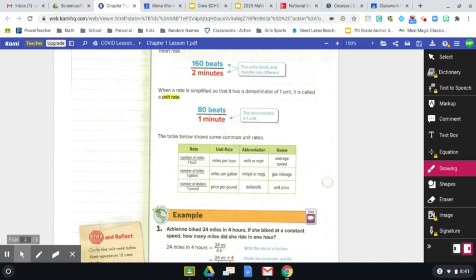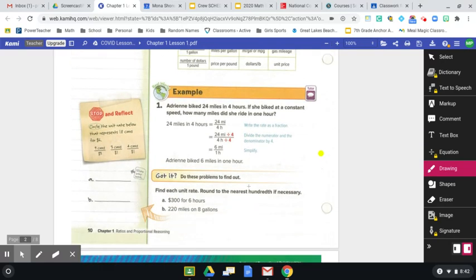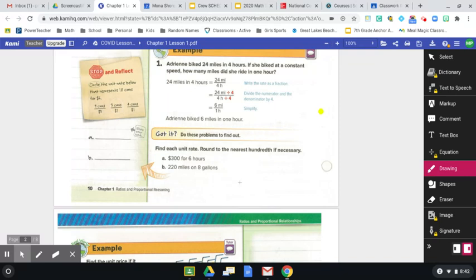We'll see quite a bit with miles per hour, average speed, miles per gallon, gas mileage, and then number of dollars per pound, how much per pound, or how much per ounce, or how much per one item, unit price. So we're actually going to come right down to the got it's. Knowing that you did these last year, this should be a review. So let's go right in and start calculating some.